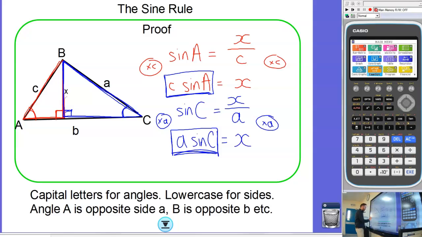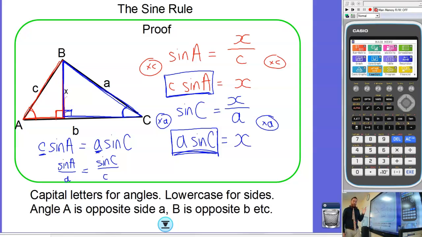Let's write it over here. c multiplied by sine A is equal to a multiplied by sine C. Now a little rearrangement of that formula. If I divide by a and divide by c, I get that sine A over a equals sine C over c. And we've just come up with the sine rule. And the sine rule states that sine A over a is equal to sine C over c. And that can help us to solve all sorts of problems.